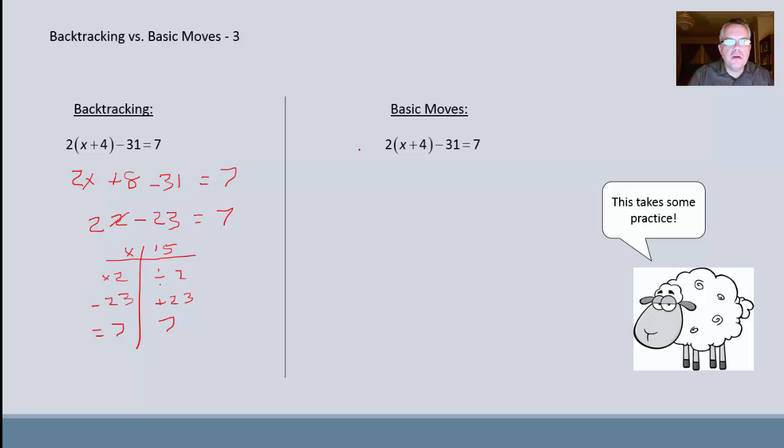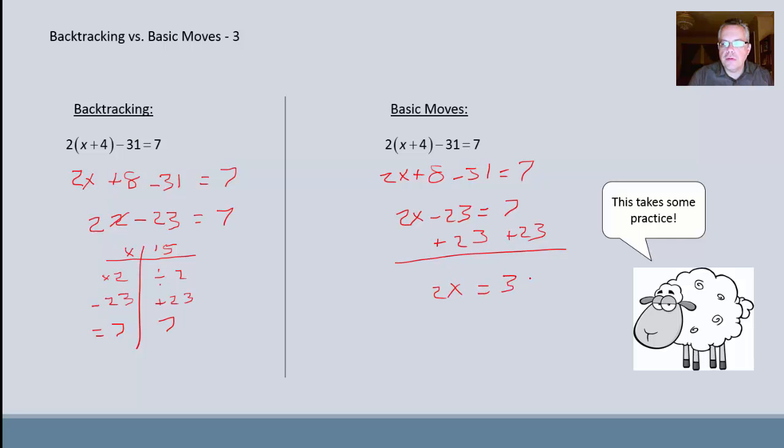Okay, over here, same thing. We have to distribute and combine. And now we're in the same spot, but this time basic moves. I don't want the minus 23, so I'm going to add 23 to both sides. I get 2x equals 30, and then divide by 2.